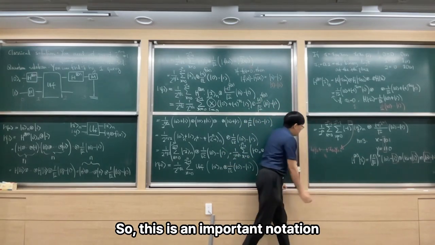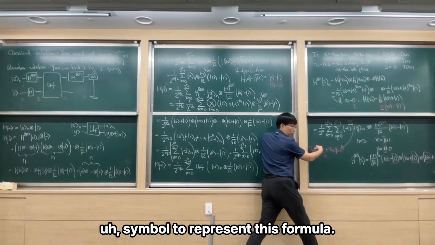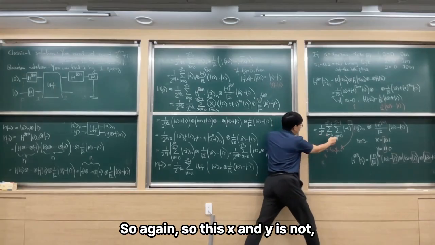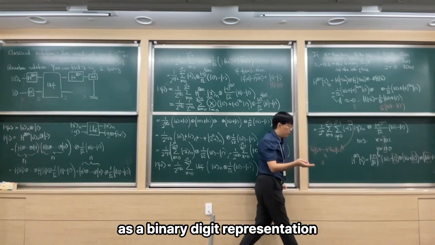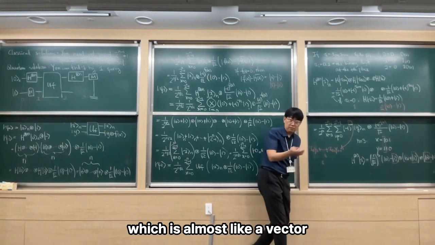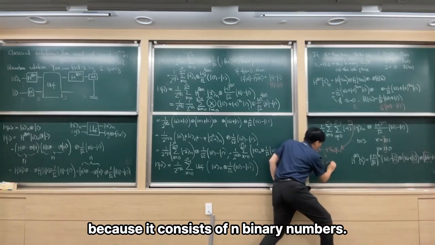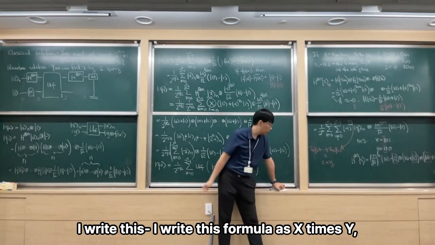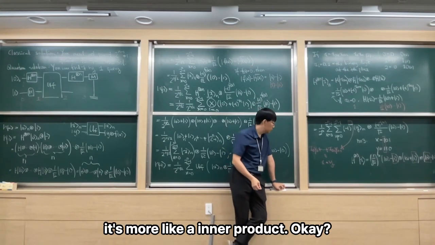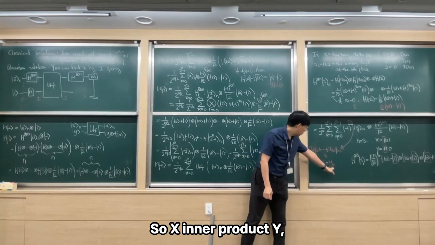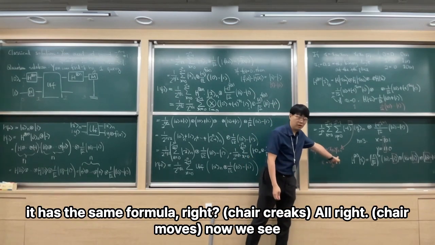So this is an important notation, so I'm going to introduce another symbol to represent this formula. Again, this x and y is a number, but you can also think of it as a binary digit representation, which is almost like a vector because it consists of n binary numbers. I write that formula as x times y, but it's not really times, it's more like an inner product. Okay? So x inner product y, if you think of x and y as vectors, has the same formula, right?